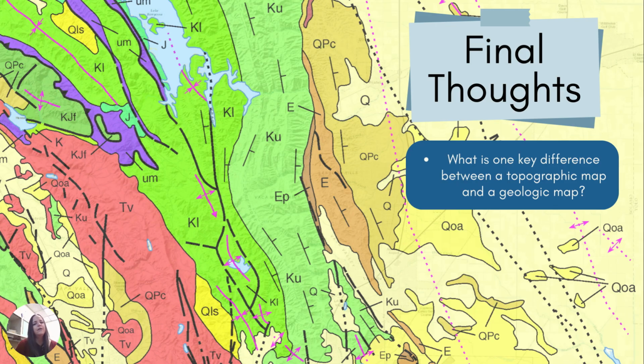All right, so some final thoughts. This is your pondering question that I'm going to leave you with. What is one key difference between a topographic map and a geologic map? Okay, so why are they different? What makes them different? Think about that in a holistic fashion, and I will see you guys next time.